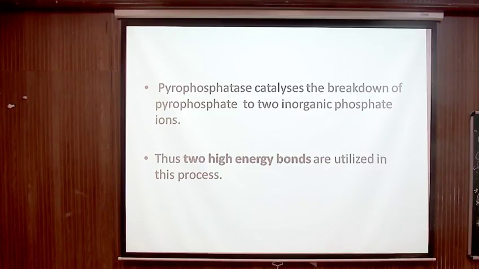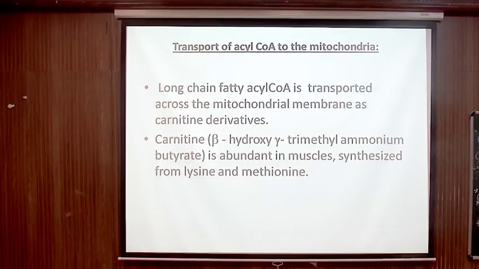It has to be transported from cytoplasm into the mitochondria. Why? Because mitochondria is the place where beta oxidation proper takes place. Now let us see the transport of acyl coenzyme A to the mitochondria. Is it complicated? Is it simple? Okay, you have to go back and read, otherwise you will forget.